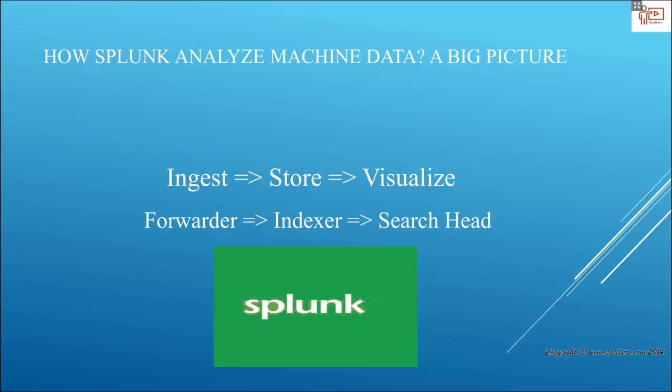We will schedule it so that every Monday at 1 p.m. this scheduled report should run. Once it runs, it will automatically generate a chart. That chart will be sent to the email ID we have configured, and that email ID will automatically get the chart. So all these things we can automate using Splunk. The main three things we will be using are forwarder, indexers, and search heads. It means ingest, store, and visualize.